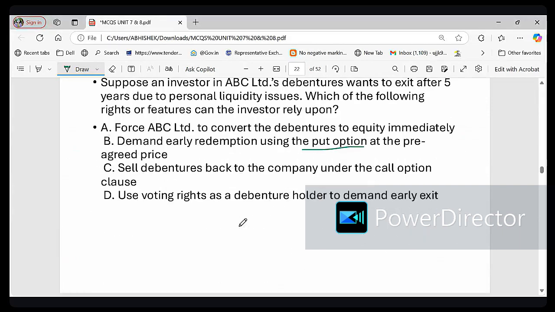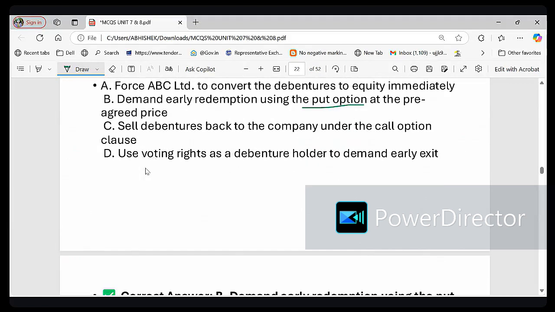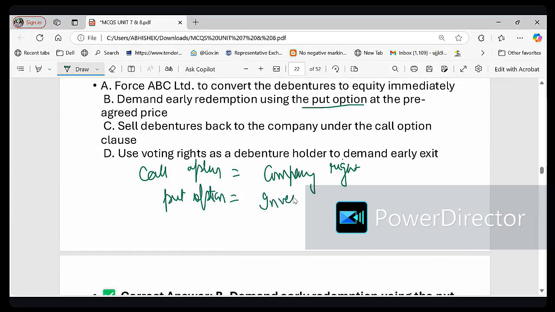Please tell me option B is the correct. So what we learned from this discussion is that call option is the right of the company. Remember, call option is the right of company, and put option is the investor's right, the right to get out early. Conversion happens after the timeline.